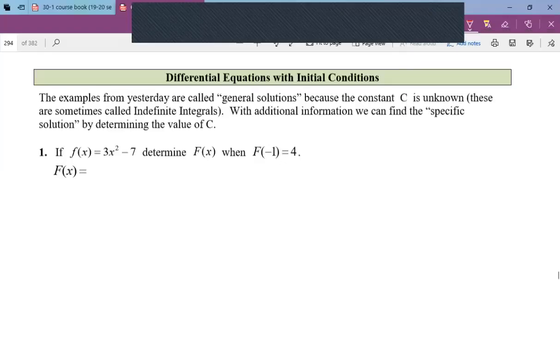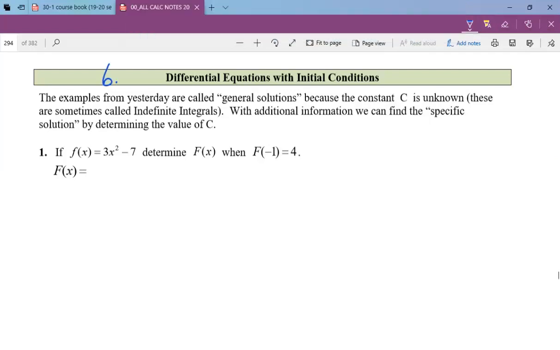All right, so here we go with our next section. This is 6.2, second stage into integration. In the last section, 6.1, we started anti-differentiation and finding the antiderivative.